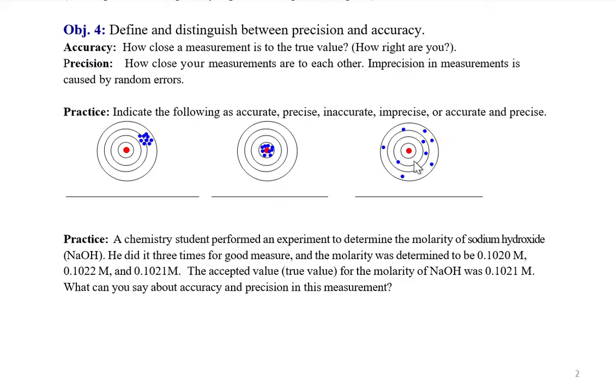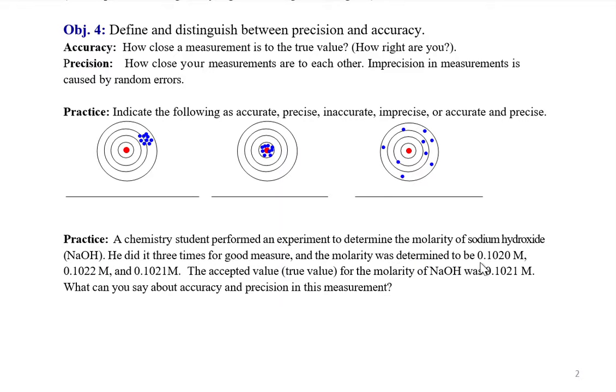So let me give you an example of a chemistry issue. Let's say that a chemistry student performed an experiment and determined the molarity of sodium hydroxide, and we'll talk more about what sodium hydroxide is later on. This is how it's abbreviated, by the way: NaOH. Na stands for sodium, and that OH is a hydroxide ion. Let's say his goal was to determine the molarity of that, and we'll talk about what molarity is a little bit later. And he did 3 different titrations. He did 3 different measurements for it.